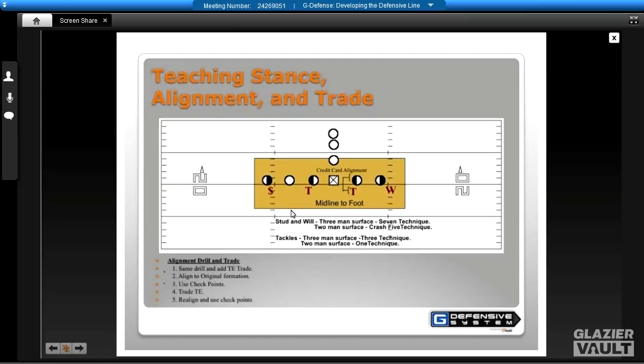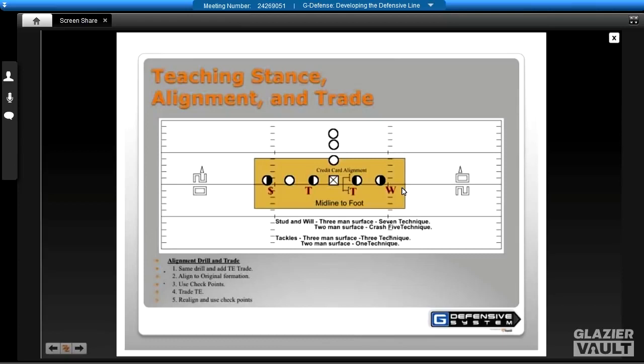But what have we done? In one drill, we've had our tackles change from their inside to their outside alignments and reset themselves in their stance, so we get 2 stance checks, 2 horizontal alignment checks, 2 vertical alignment steps. We make sure our stud and will are mirror players for the most part. Our stud sometimes has to play a 5 technique. Now he comes down to our 5, and our Willie will have to play a 7. He comes to a 7.